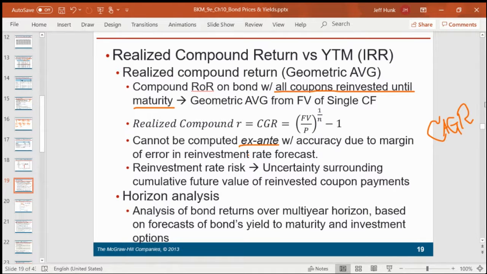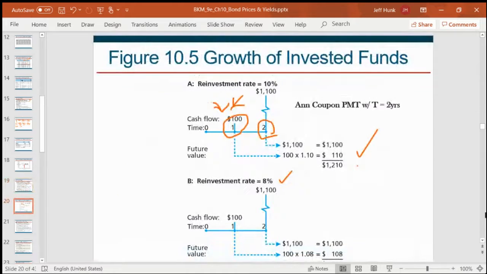But what if the interest rate has fallen in the meantime? Then your money has to be reinvested at a lower interest rate, and you can't tell what it's going to be ahead of time, right? So what if the interest rate has gone down, what if the reinvestment rate is 8%?